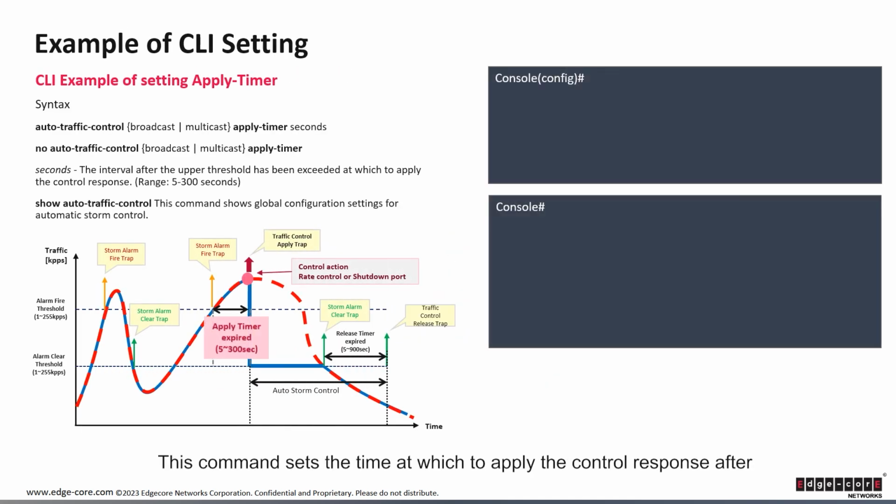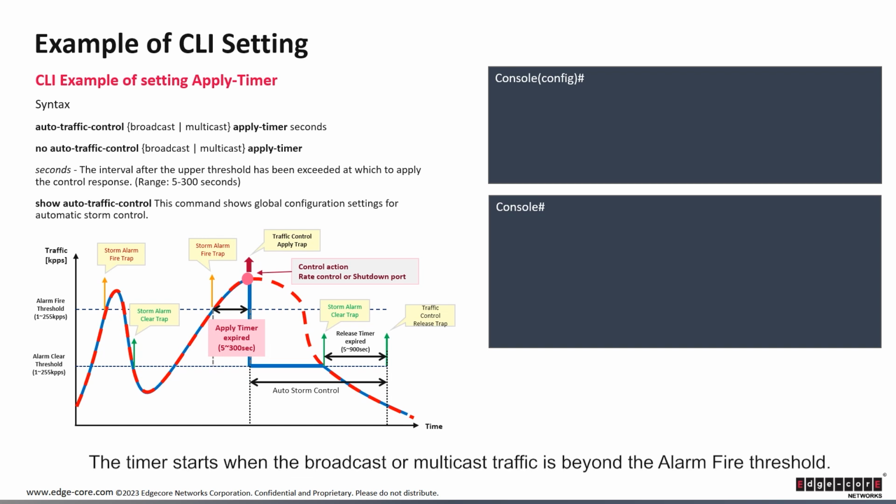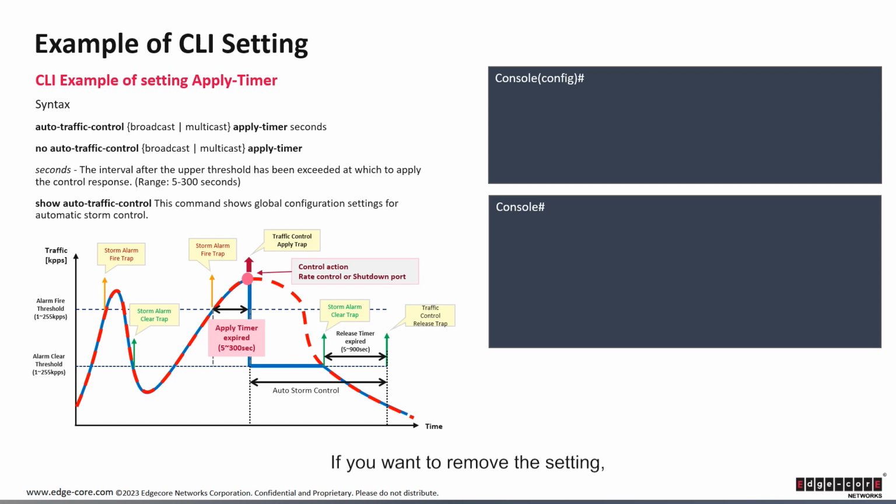This command sets the time at which to apply the control response after ingress traffic has exceeded the upper threshold. The timer starts when the broadcast or multicast traffic is beyond the alarm fire threshold. If you want to remove the setting, please use the No form to disable this feature.